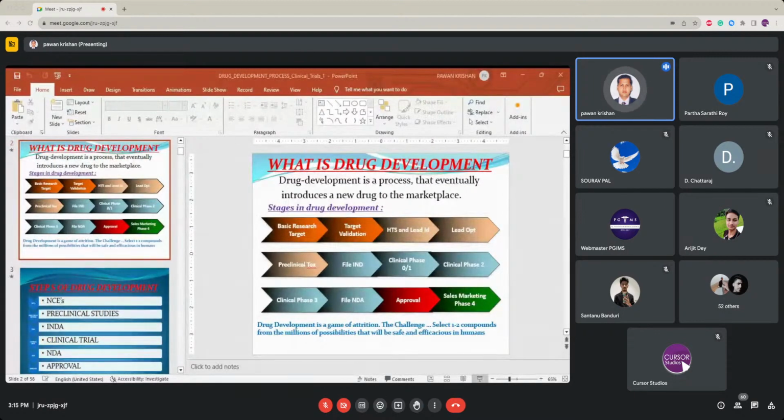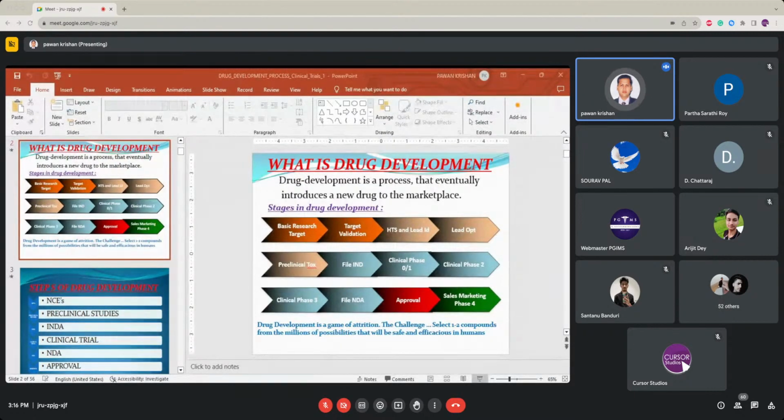Once this application is filed, the regulatory authorities examine the application and decide accordingly. They either grant the approval or disapprove the drug. If it is successful, they will grant the approval and the drug can be marketed. And after getting the approval, the drug has to be monitored for 2 to 5 years in the market, called the post-marketing surveillance stage.